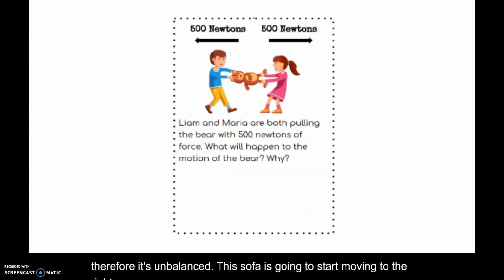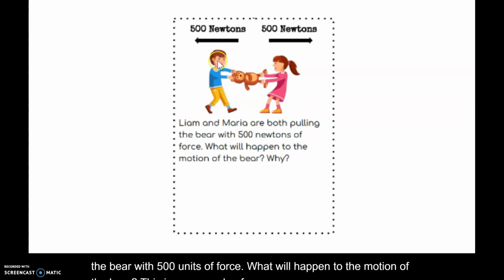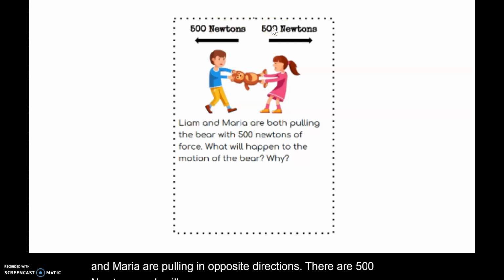How about this example? Maria and Liam are both pulling on the bear with 500 newtons of force. What will happen to the motion of the bear? This is an example of a balanced force. Because Liam and Maria are pulling in opposite directions, their 500 newtons each will cancel out, and the bear will not move. It's balanced, so there's no motion.